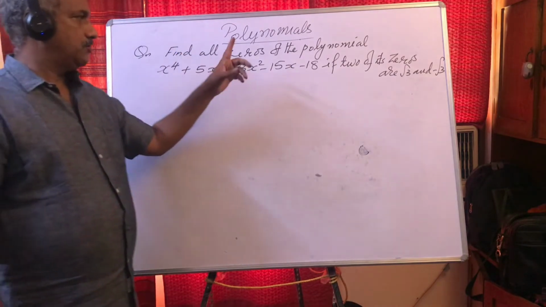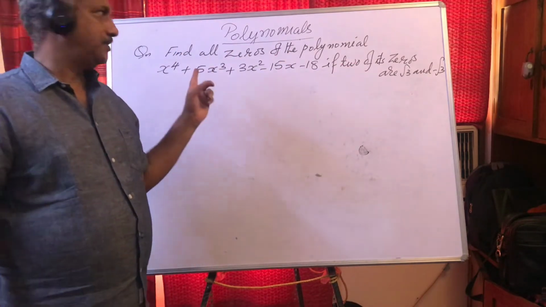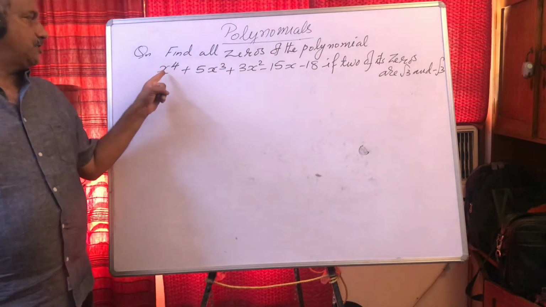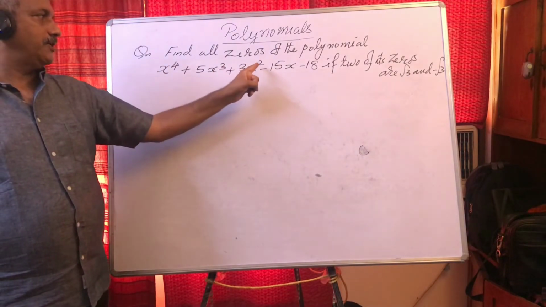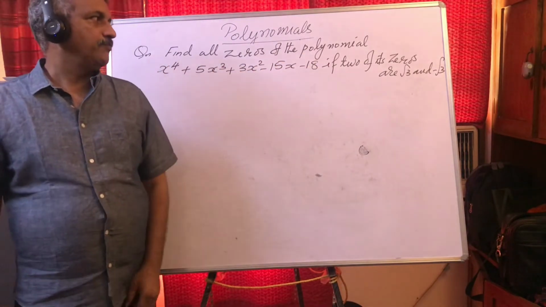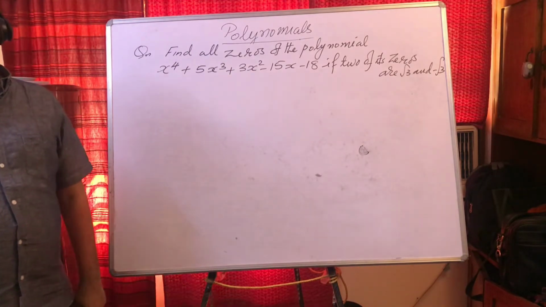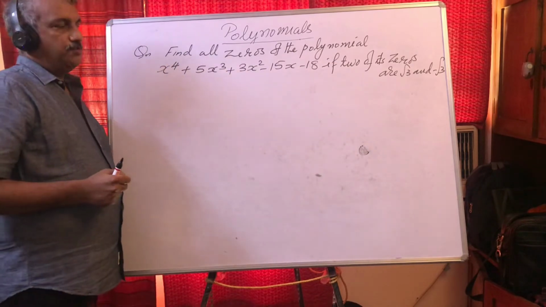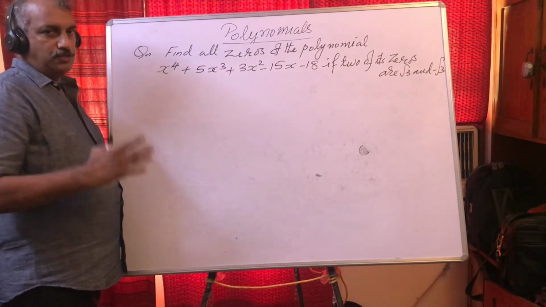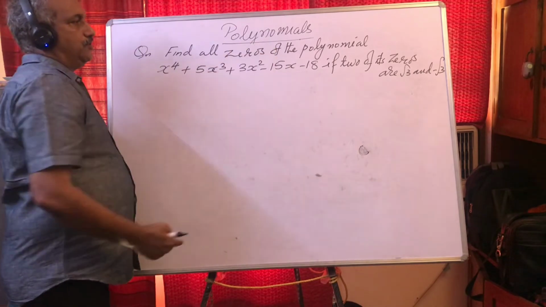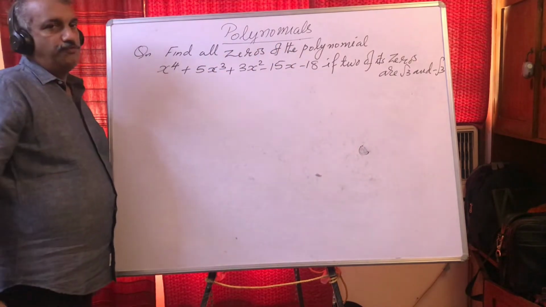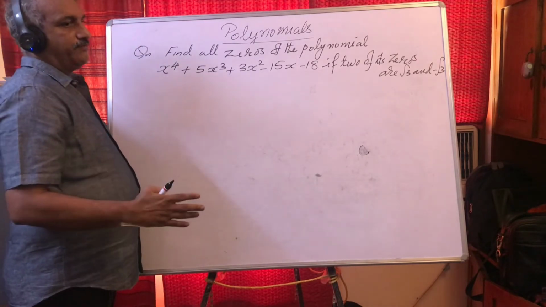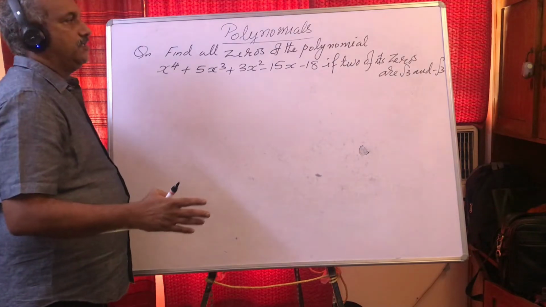Now here the question is similar. There it is a fraction, here without fraction. The question is: find all zeros of the polynomial x raised to 4 plus 5x cube plus 3x square minus 15x minus 18 if two of its zeros are root 3 and minus root 3. So two zeros are given. Since the degree of the polynomial is 4, there can be 4 zeros. Two of its zeros are already given, and we are asked to find if there are 2 more zeros. If there is 1 zero, find that also.